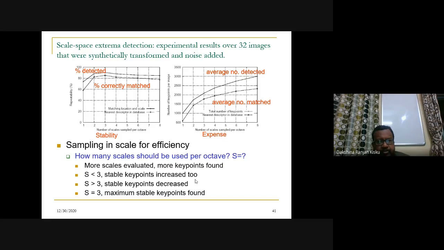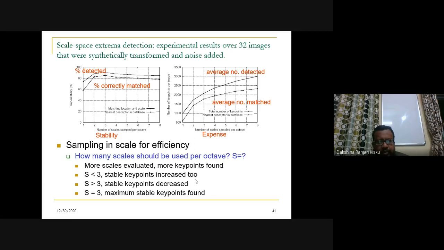Okay, so repeatability means how many times the same points are detected in three different scales. Okay, that means the same points, at the same location. If some stable point is detected at some location, that means that stable point will be repeated over the subsequent scales at the same location. Okay, so this is called the repeatability.